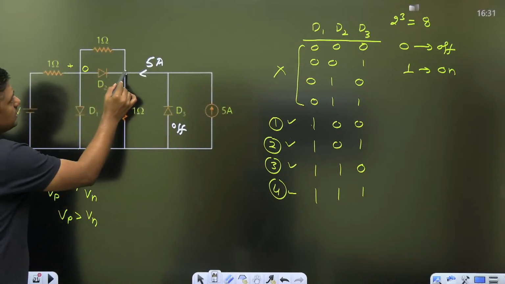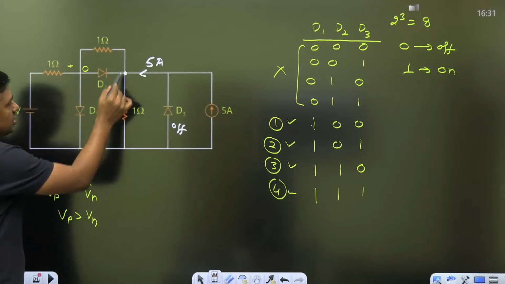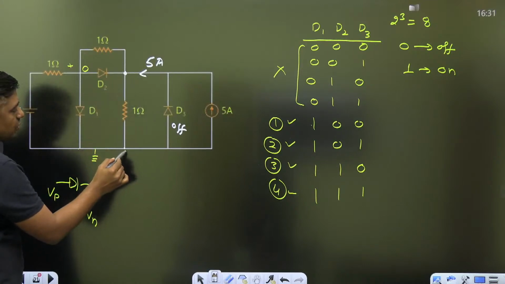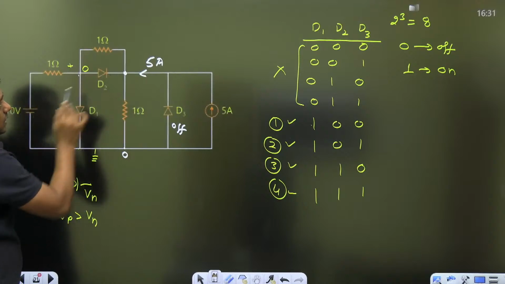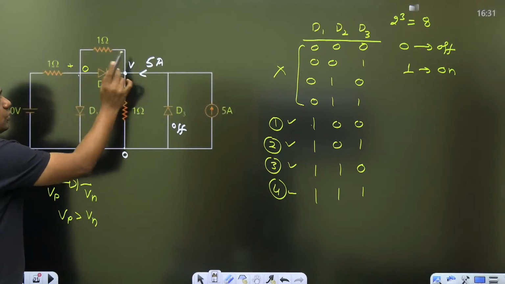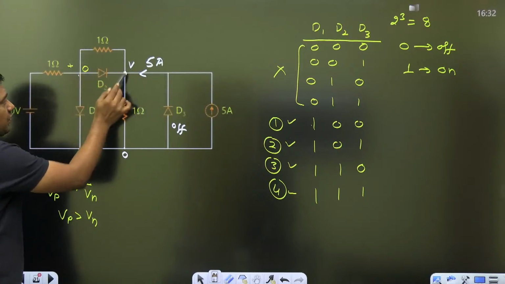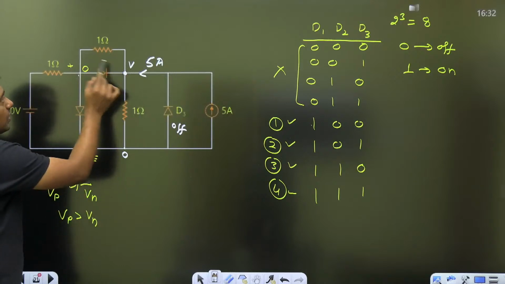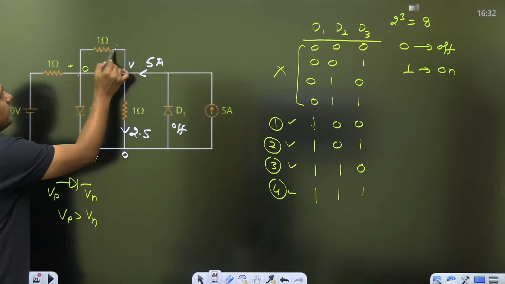This diode is also off. Then from this point to this point, what is the voltage here? 0. From this point to this point, what is the voltage here? 0. Let this voltage be V. No need to calculate V, but here we can divide the current. 1 ohm, 1 ohm, and that's why the current is equally divided: 2.5, 2.5.